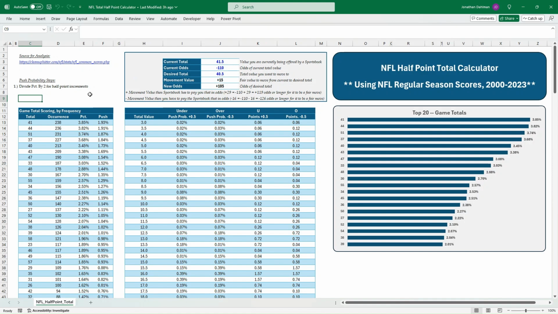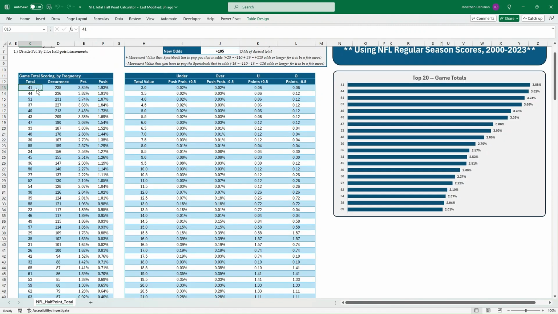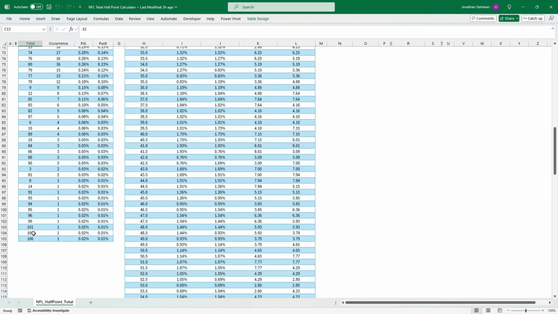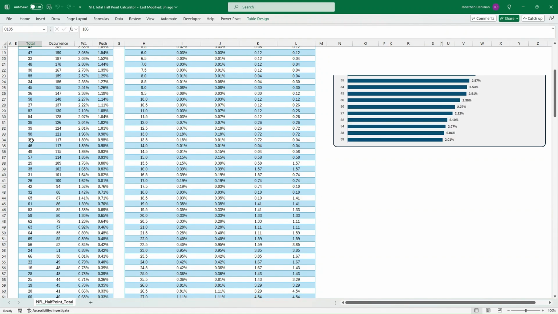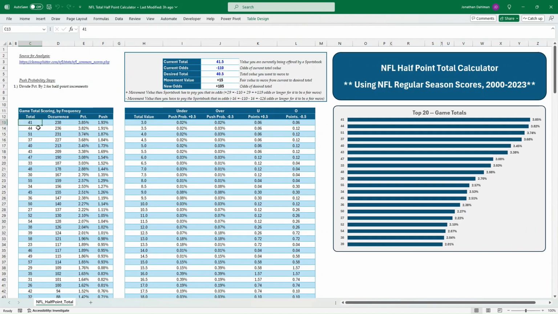It's an NFL half-point total calculator following up from my NFL spread calculator. Very similar logic, but I just wanted to walk through this model as well. What we have here is all of the 2023 NFL game total values by occurrence, from 41 points all the way down to the least occurred value, 106. This is every NFL game point outcome, the number of occurrences, and what percent of total games that represents. So 41, 44, 51, 37, these are the most likely total outcomes for NFL games.